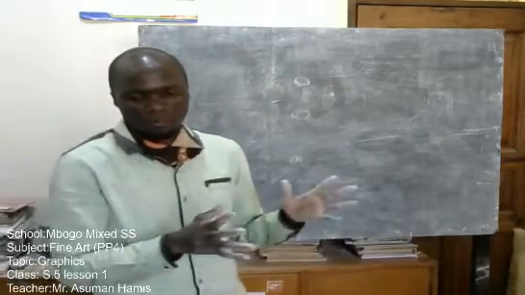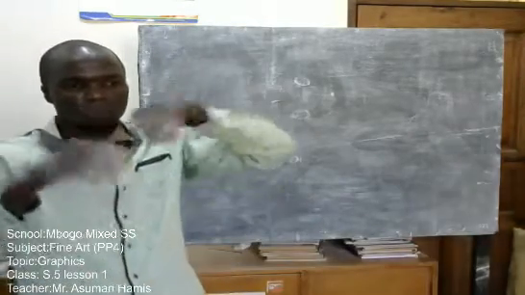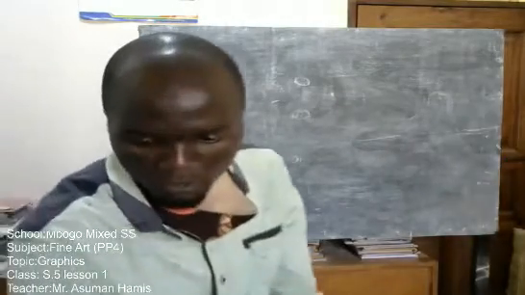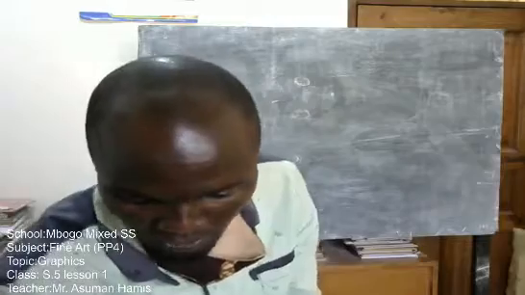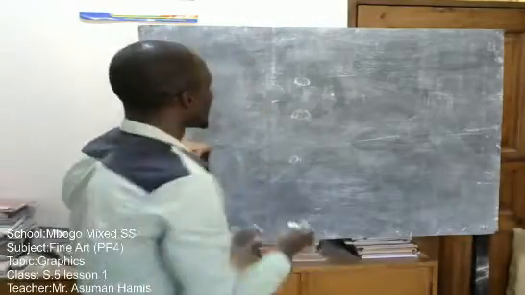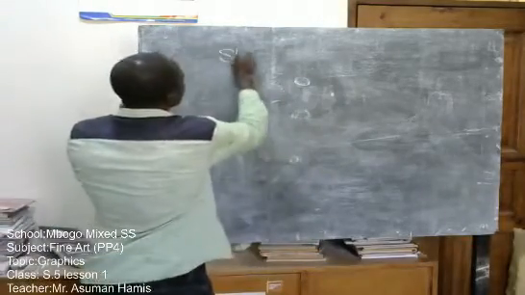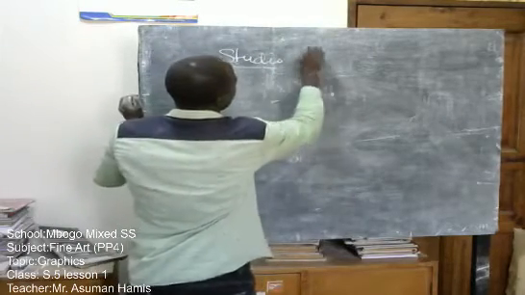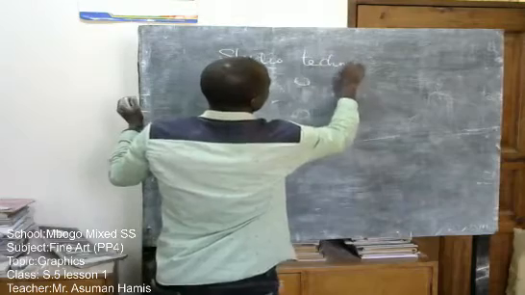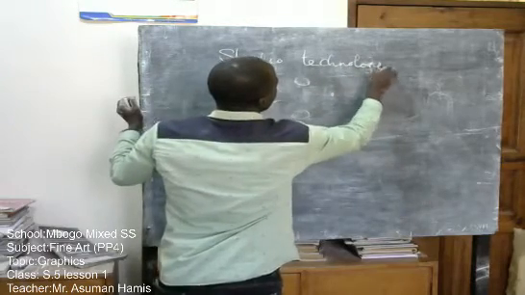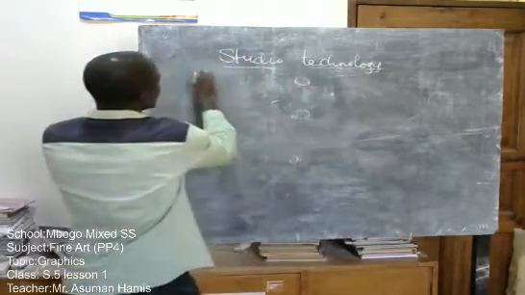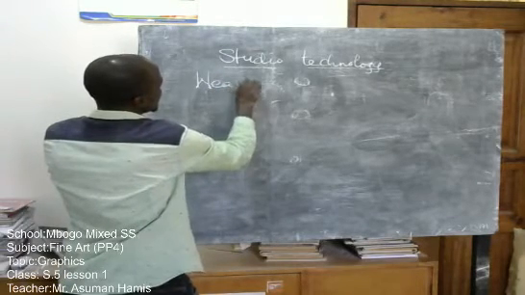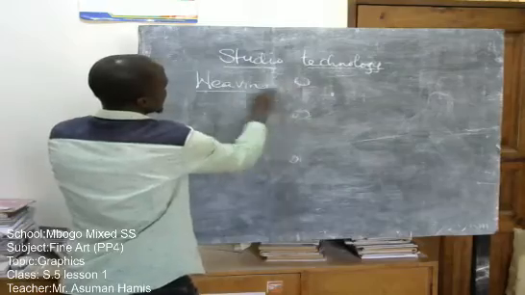Now, for now, I want us to talk about studio technology. That is paper 4. We are talking about studio technology, and that is paper 4. And this studio technology, I'm going to be specific. I'm particularly going to talk about weaving. I want us to learn about weaving today.